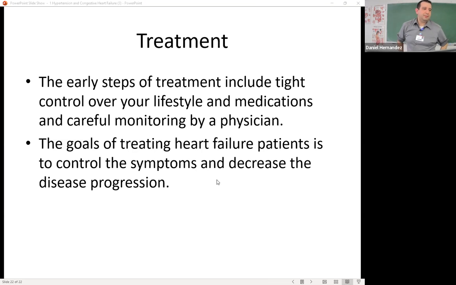Any questions from anyone about congestive heart failure or hypertension?